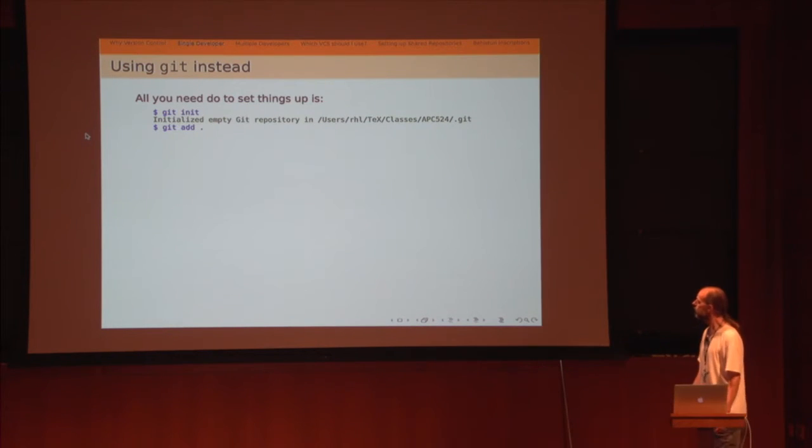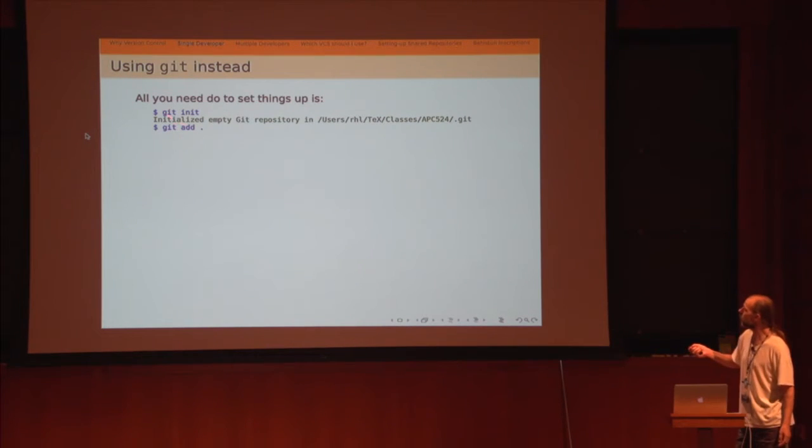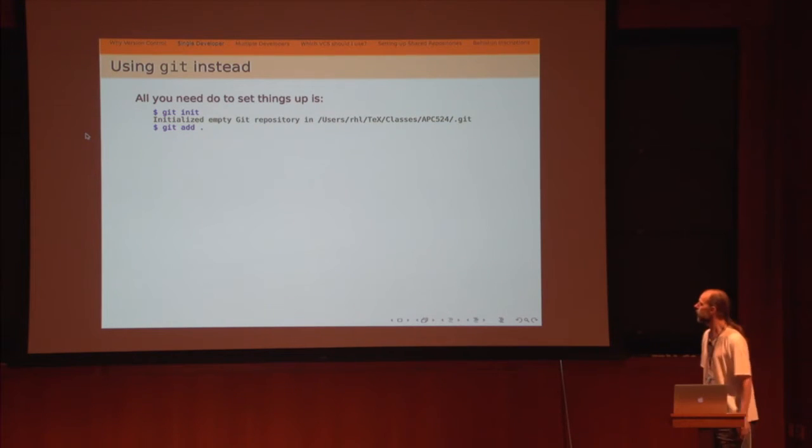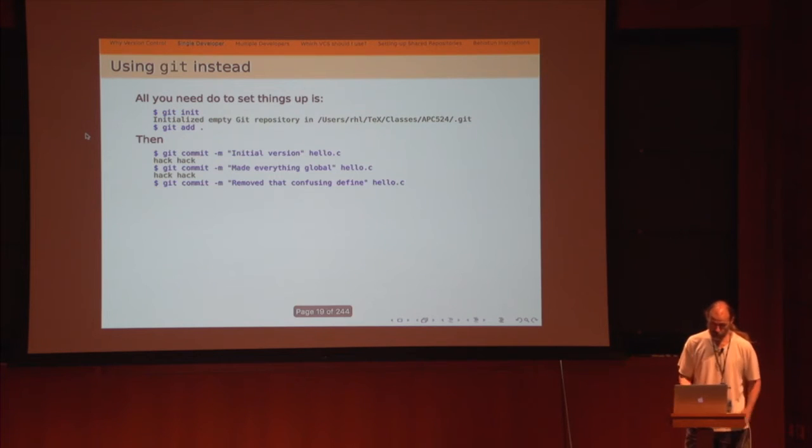Now, Git is an English word, which may or may not be where the name comes from. There are various stories out in the literature, but the command is git. git init, and it says something like that. And I wrote these lectures originally for a class I teach at the university called APC 524. You're going to see that magic string appear multiple times. It's not very interesting. And then git add ., and you are good.